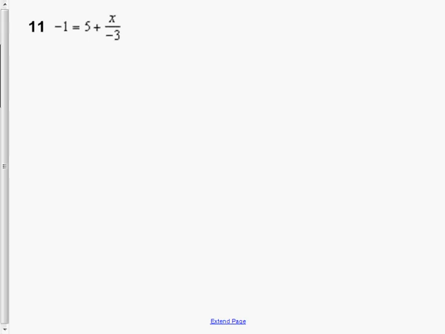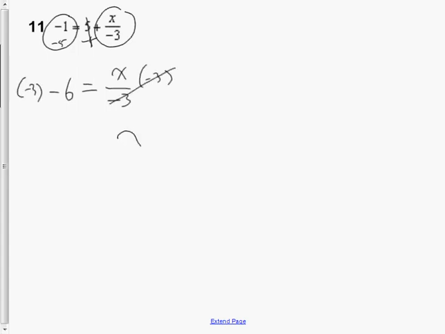Question 11, we have a two-step algebraic equation. My constant is positive 5, so I'm going to subtract 5 from both sides. A lot of people made a mistake here. 1 negative and 5 negatives is 6 negatives. What's left over here is a negative third of x. I'm then going to multiply both sides by negative 3, and x is left. The product of negative 3 and negative 6 is a positive 18.